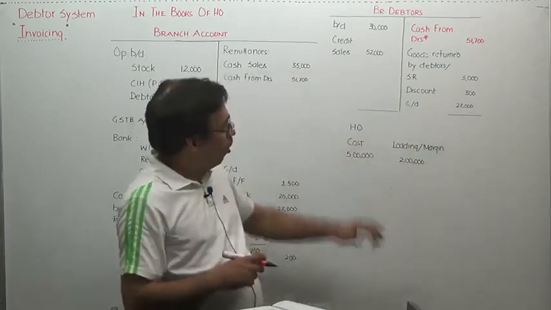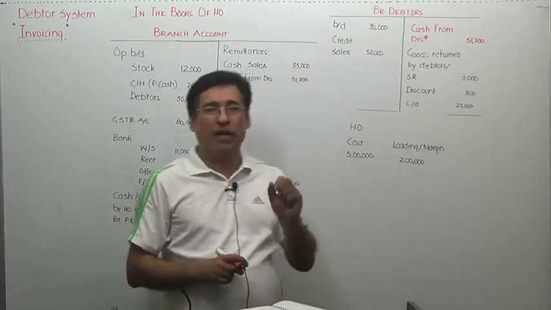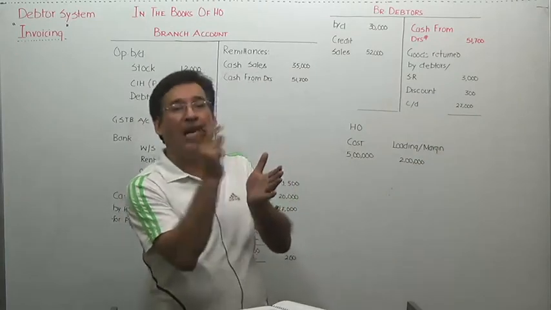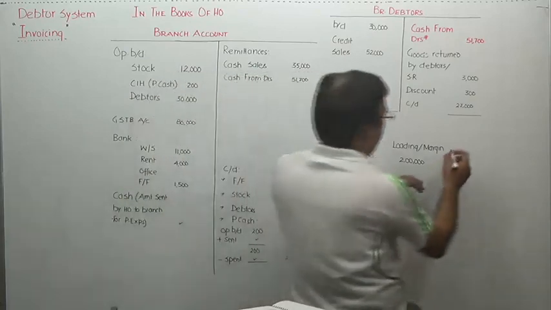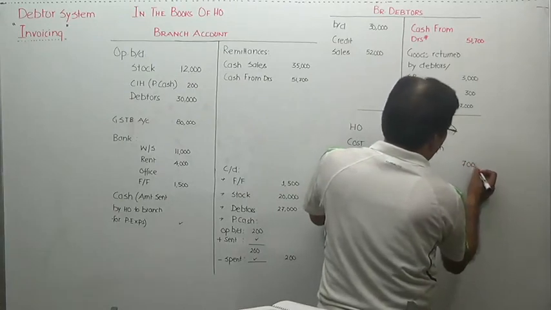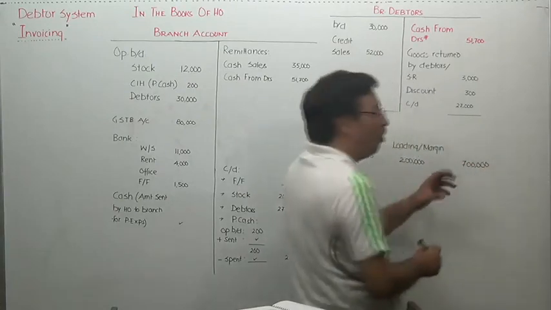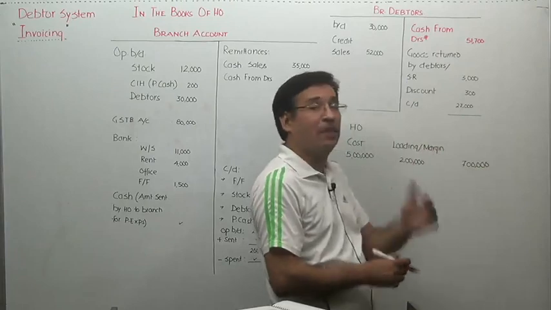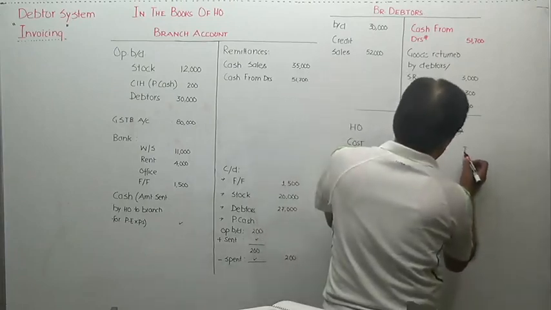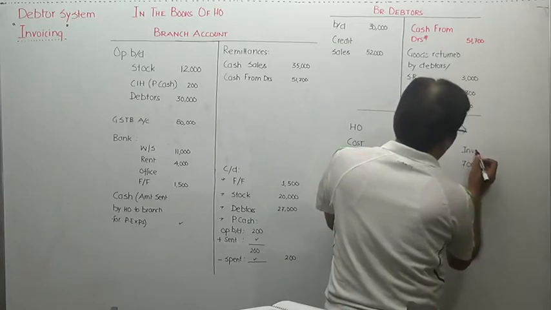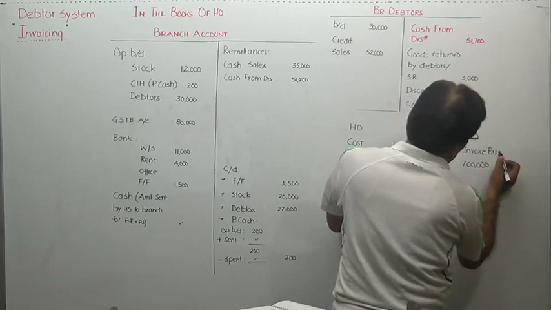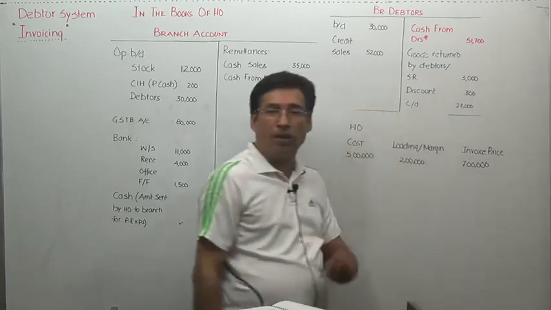My point is, the cost price of the goods was 5 lakh. But head office did not write on the paper slip rupees 5 lakh. Head office wrote down that its cost price is 7 lakh. Now this is the price which is written on the paper slip, and the paper slip is the invoice. So that is the reason this price is known as invoice price. Is it clear to you or not?